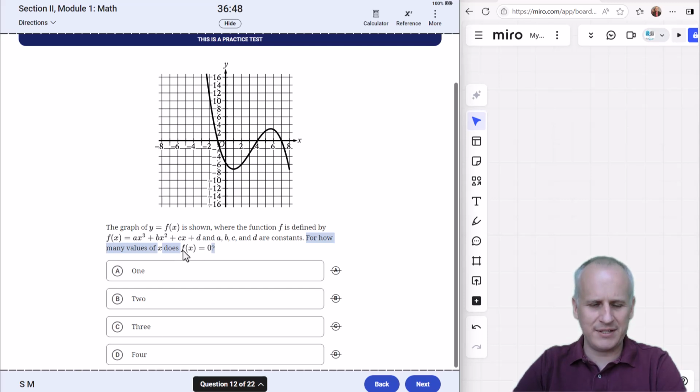Where the f of x is equal to 0 is just where our y value is equal to 0. Well, it happens here, it happens here, and it happens here. That's 3 times. Don't overcomplicate this.